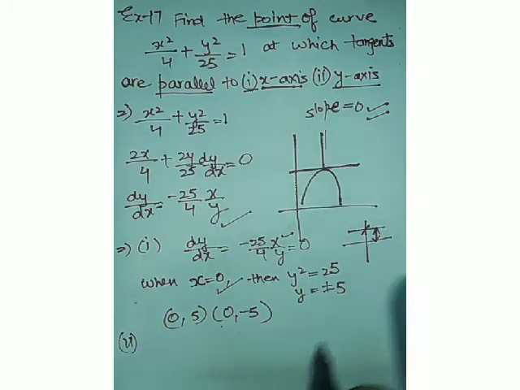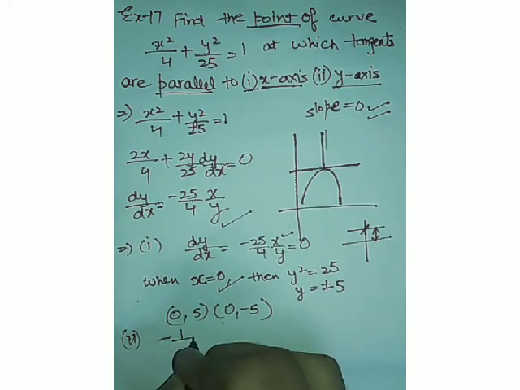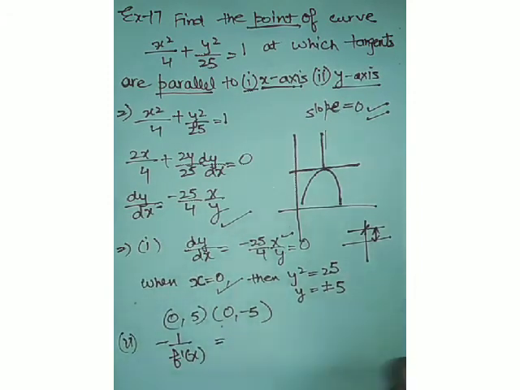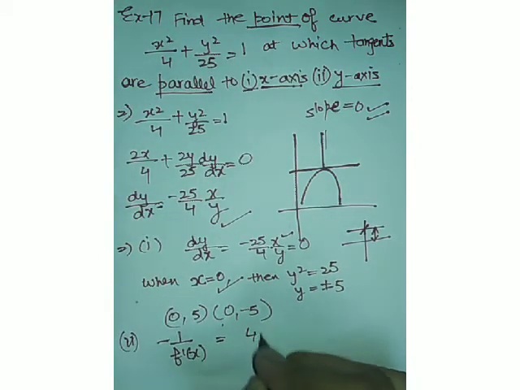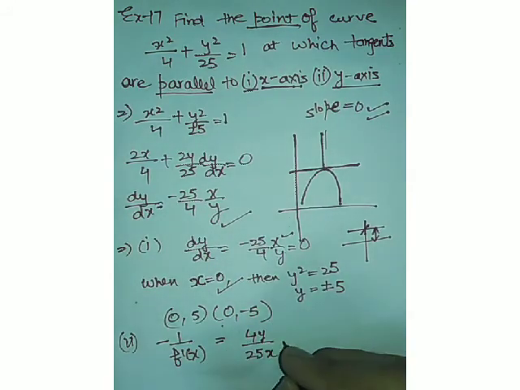Now, what is the slope of the normal? We have discussed that the slope of the normal is minus 1 upon f dash x. It means minus 1 upon dy by dx. That means it will reciprocate. We will get 4y upon 25x, and minus will cancel with minus. Now 4y upon 25x is 0. We have to equate that to 0.